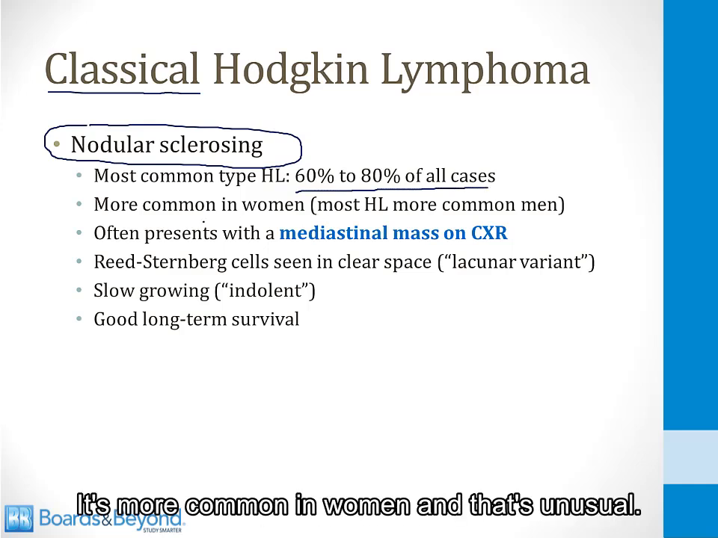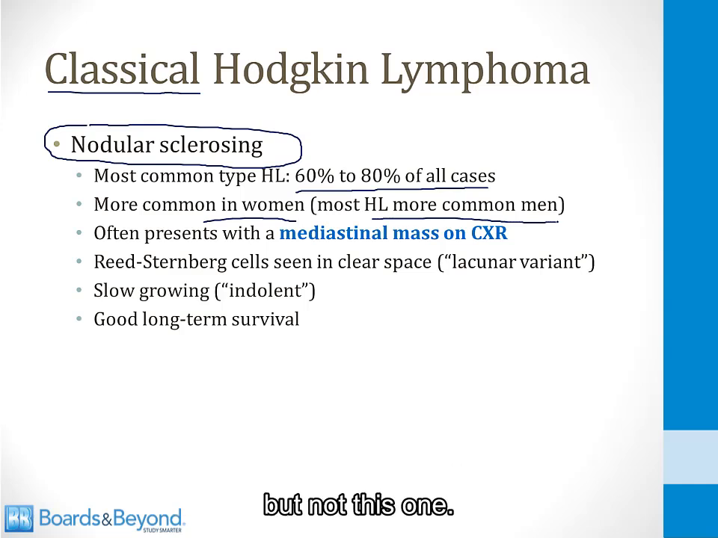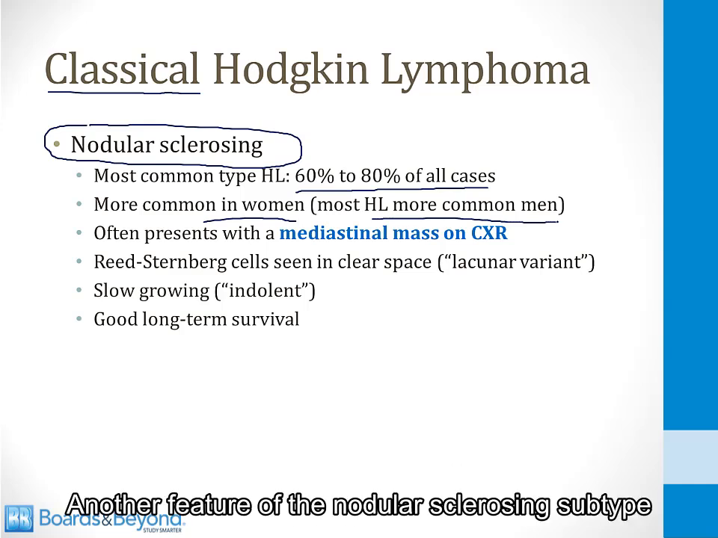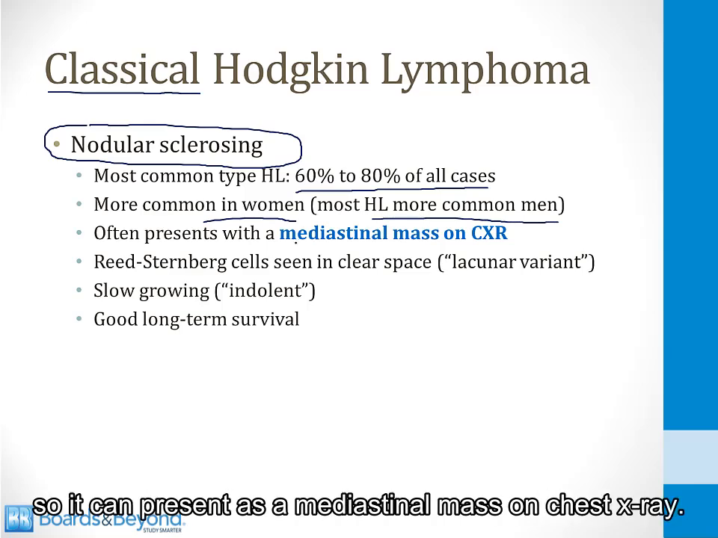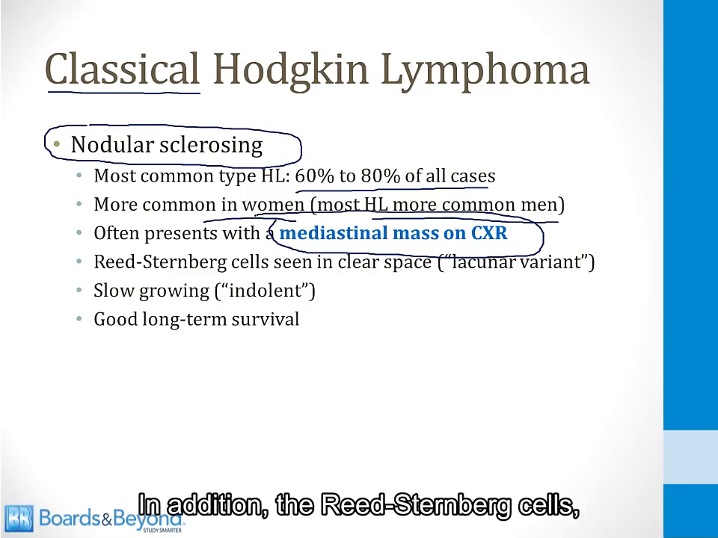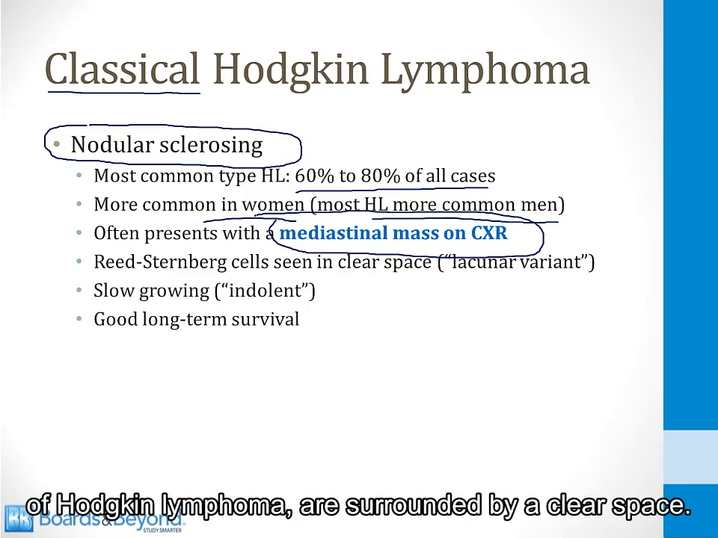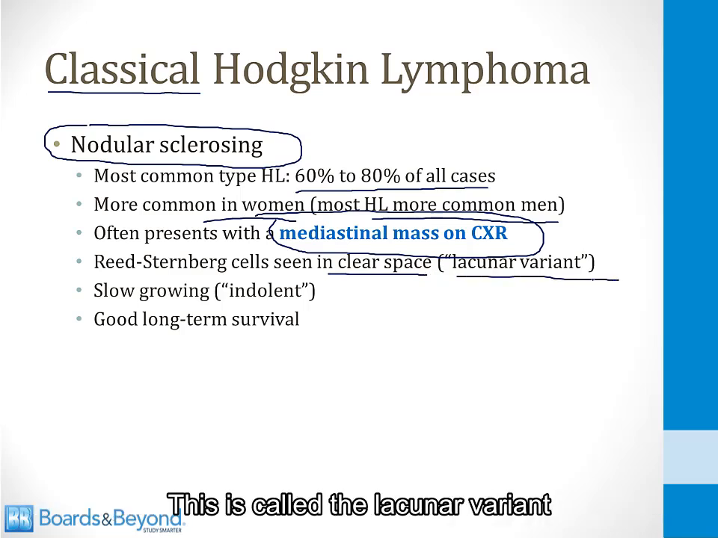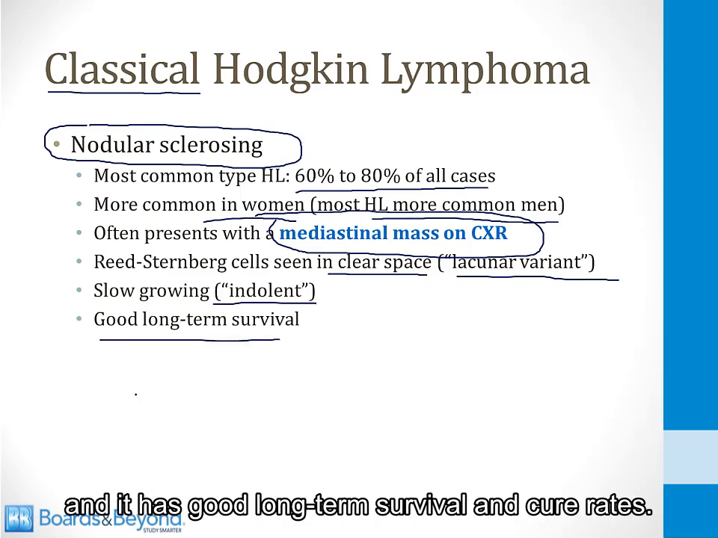It's more common in women, and that's unusual. Most forms of Hodgkin lymphoma are more common among men, but not this one. Another feature of the nodular sclerosing subtype is that it often spreads to the mediastinum, so it can present as a mediastinal mass on chest X-ray. In addition, the Reed-Sternberg cells, when viewed under the microscope in this form, are surrounded by a clear space. This is called the lacunar variant of the Reed-Sternberg cells. This is a slow-growing or indolent lymphoma, and it has good long-term survival and cure rates.